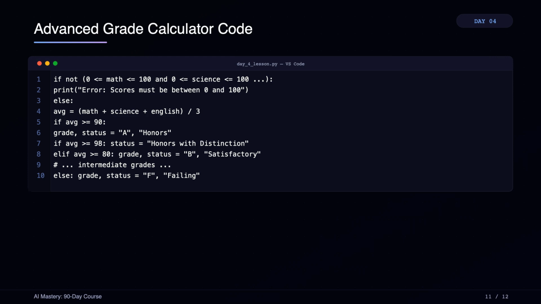In the else block, we calculate the average. We then check if the average is 90 or above. If so, we assign grade A and status honors. Within that block, we check if the average is 98 or above to upgrade the status to honors with distinction. This demonstrates how nested conditionals refine our decisions.